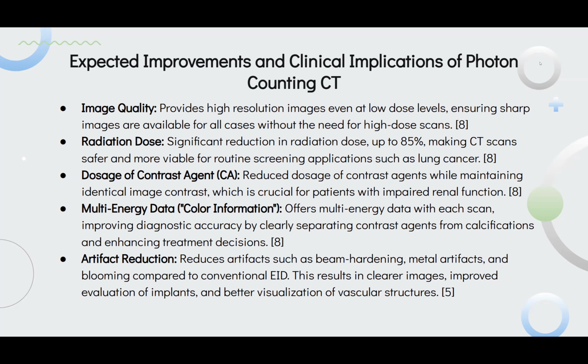And so far, the technology is able to offer multi-energy data with each scan, improving diagnostic accuracy by clearly separating contrast agents from calcifications and enhancing treatment decisions. We also expect a reduction of artifacts such as beam hardening, metal artifacts, and blooming, which would in turn give us clearer images.